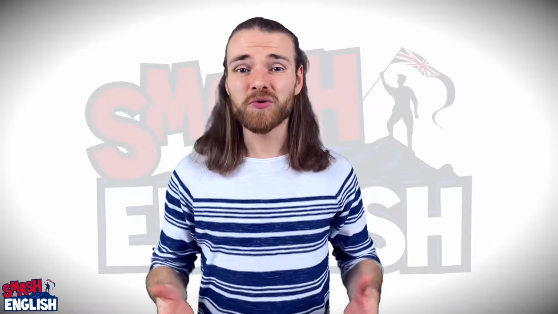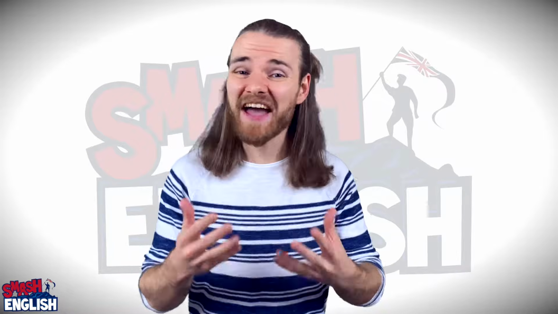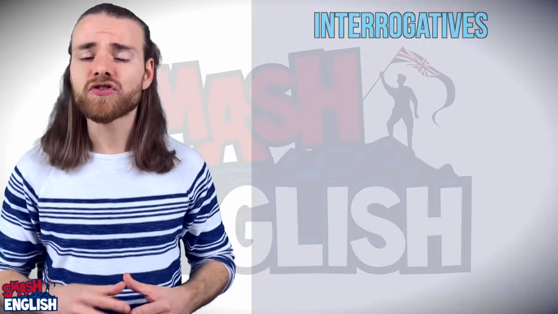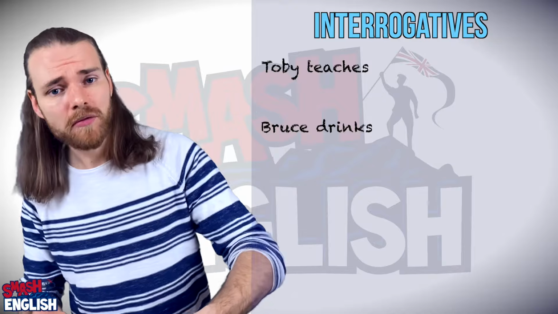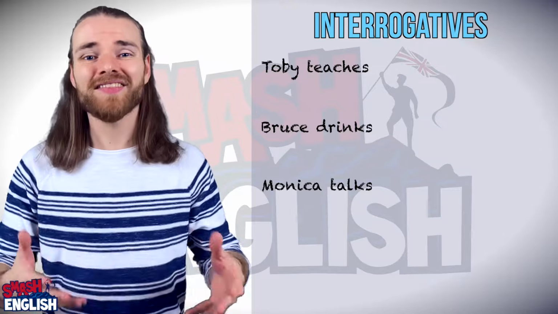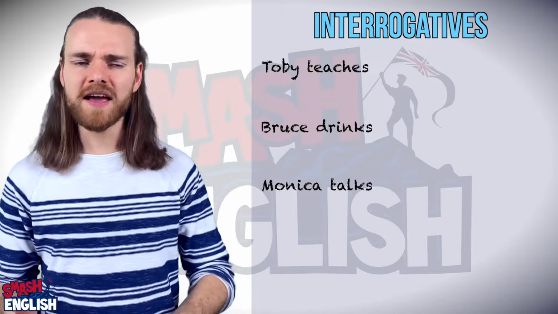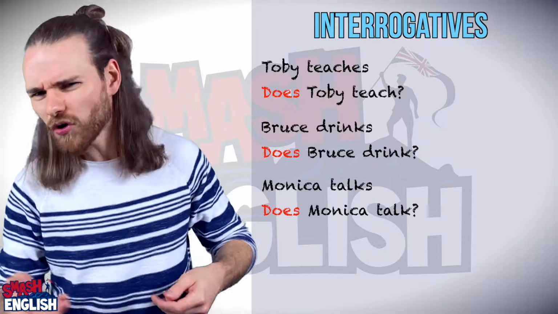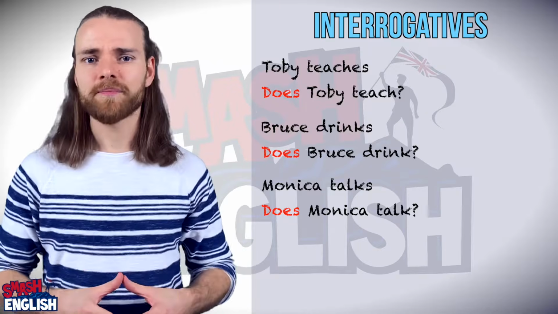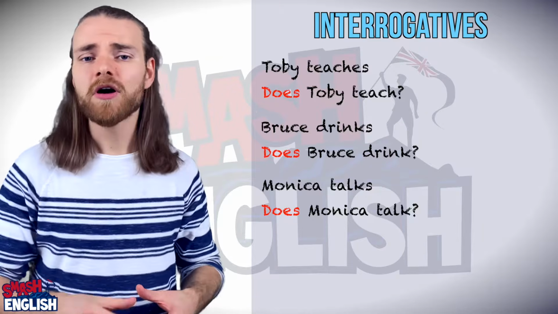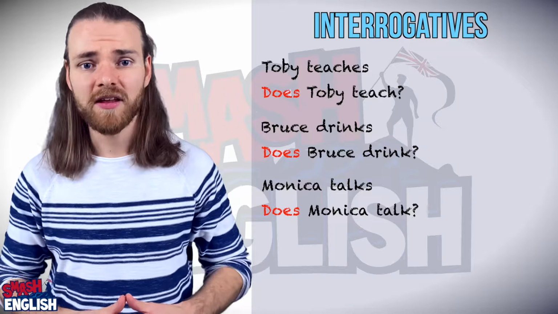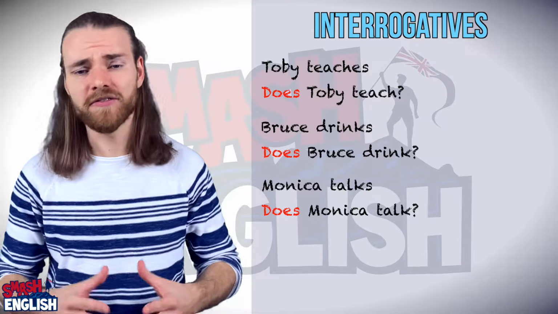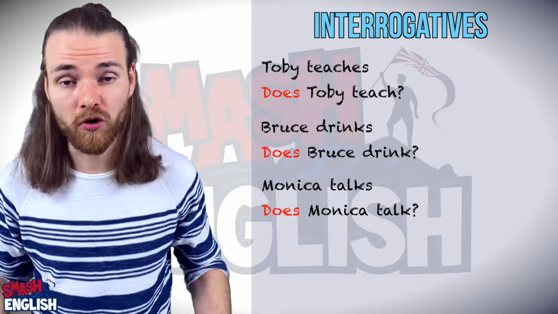You already use inversion all the time. Actually, you probably use inversion every time you speak English. Let's look at these sentences again. Toby teaches, Bruce drinks, Monica talks. They are in the present simple. What are the interrogative forms? Does Toby teach? Does Bruce drink? Does Monica talk? Now look, here we have the auxiliary verb before the subject. And that's inversion. Very easy, but it gets more complicated.